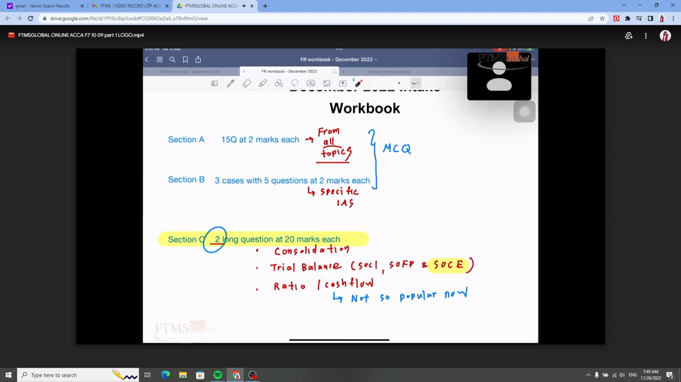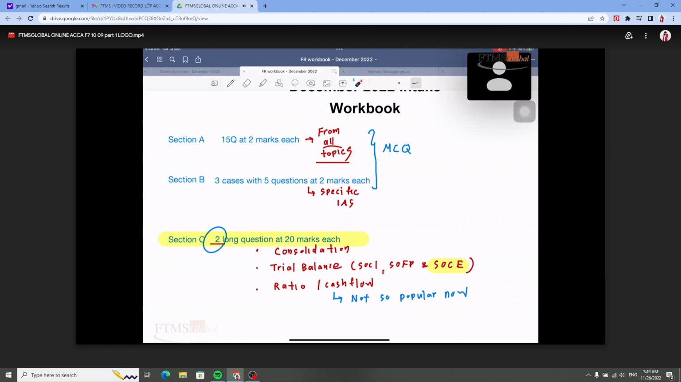Okay, so remember one thing, ACCA rewards the hardworking student. What do I mean by hardworking student? There's no doubt your ACCA exam questions are difficult. This one is not a rumor. There's no doubt the exam questions are going to be difficult.